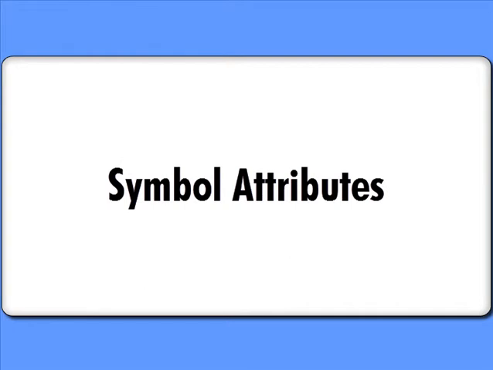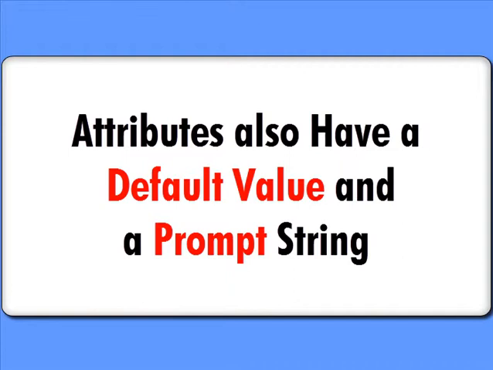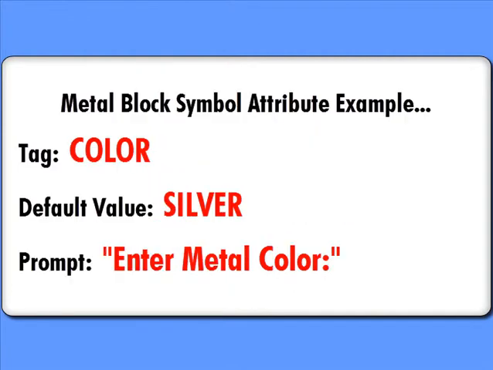Xzibitware takes advantage of the fact that block symbols can also include a set of attribute entities. Attributes are important because they can hold information entered by the user. This information can also be read by a computer program. Each attribute entity has its own name or tag to identify it. Each one may also include a default value and a prompt string. An example of this might be an attribute used to store color. The identifying tag might be color, with a default value of silver and a prompt of enter metal color.